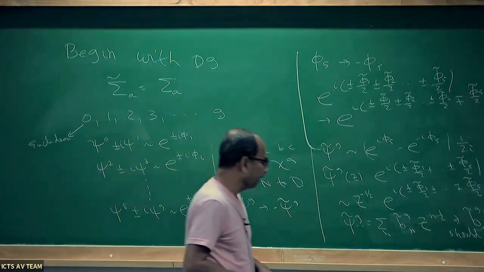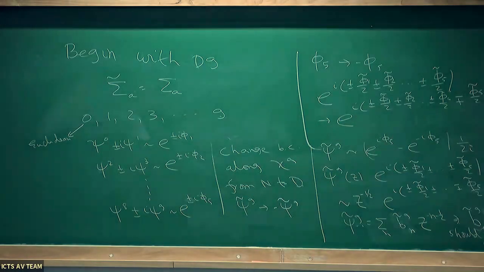Okay, so for the D8 brane, which is what we have been discussing, the boundary condition should take the form.